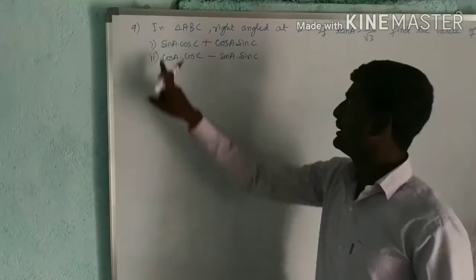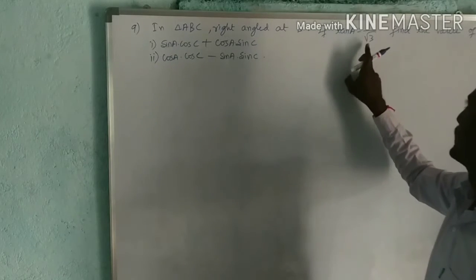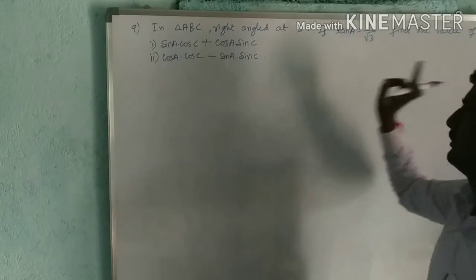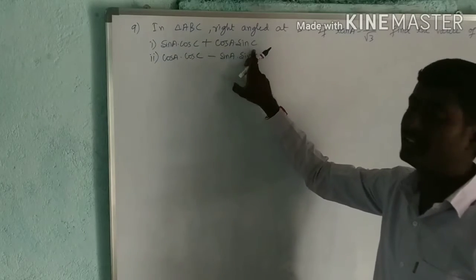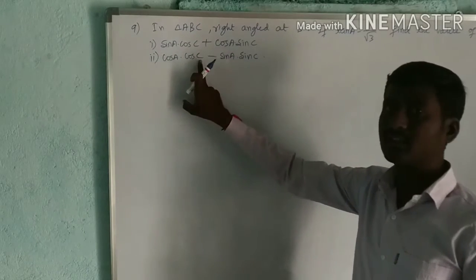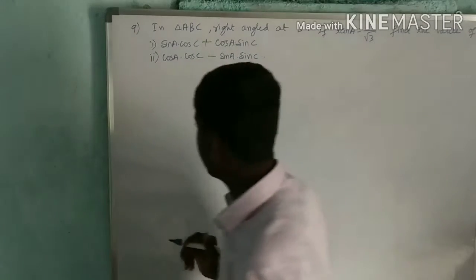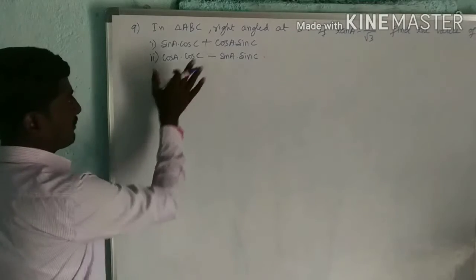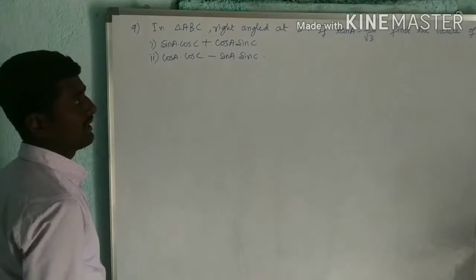Ninth one. In triangle ABC, right angled at B, if tan A equals 1 by root 3, find the value of first one: sin A cos C plus cos A sin C. Second one: cos A cos C minus sin A sin C. Now to solve the first one, before solving this, first I have to find the third side of the right angle triangle.